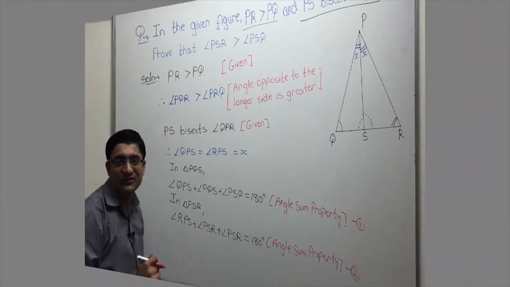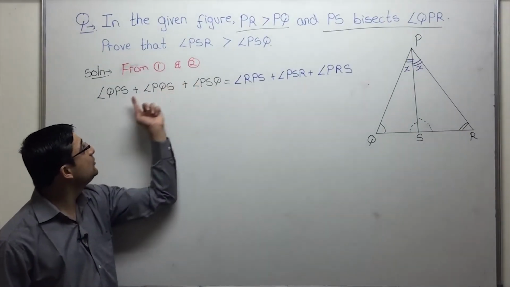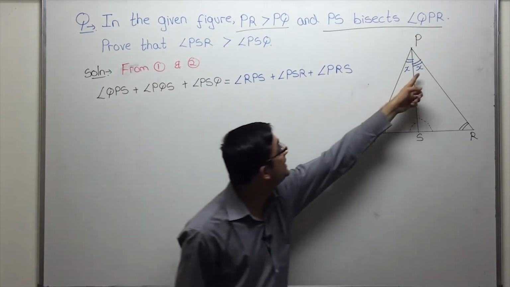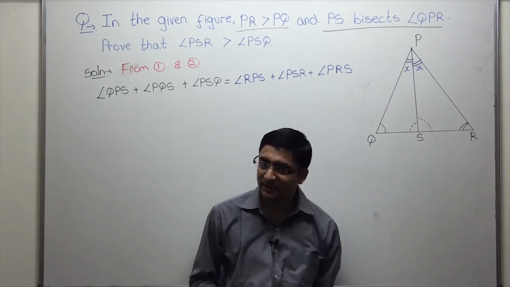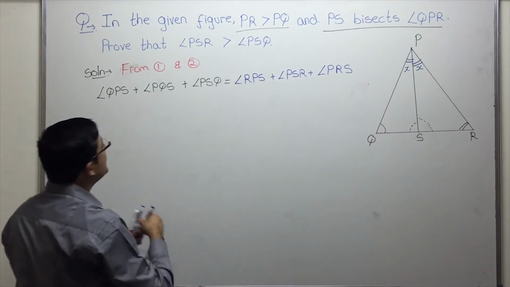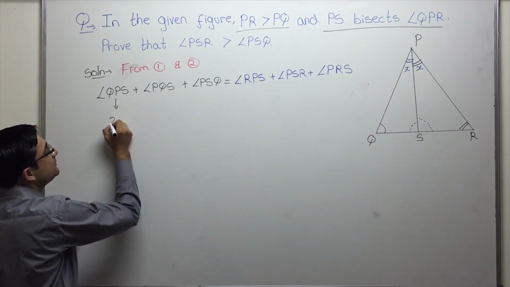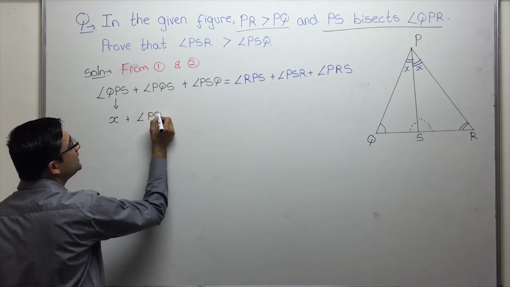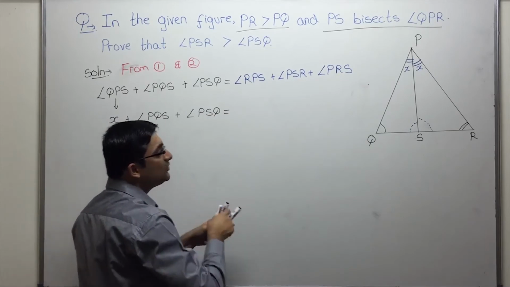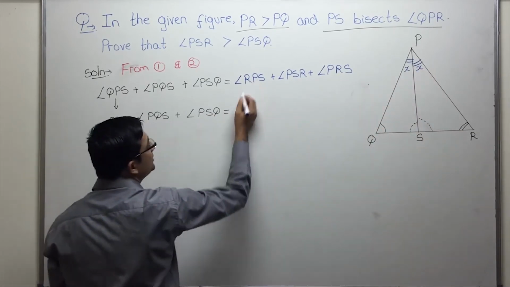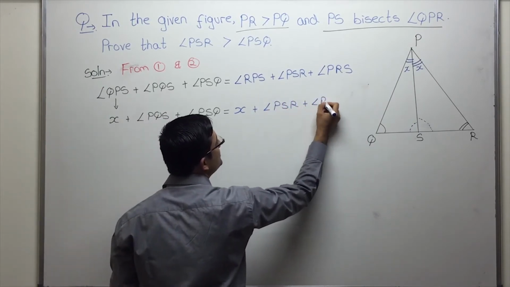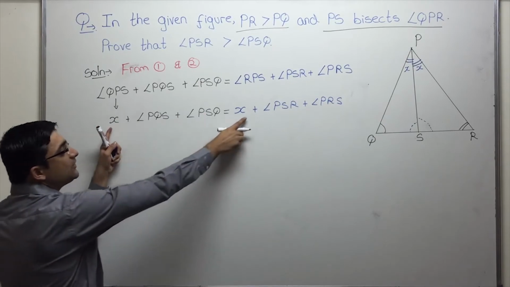So continuing, I prove from 1 and 2 we have angle QPS plus angle PQS plus angle PSQ is equal to angle RPS plus angle PSR plus angle PRS. Right? Now what do I know? I know that these two angles are equal. That means angle QPS we know as X, plus angle PQS plus angle PSQ is equal to, similarly, I know that angle RPS is also X. So this over here is X plus angle PSR plus angle PRS. Right? So if you notice, on both sides of the equation we have X and X.